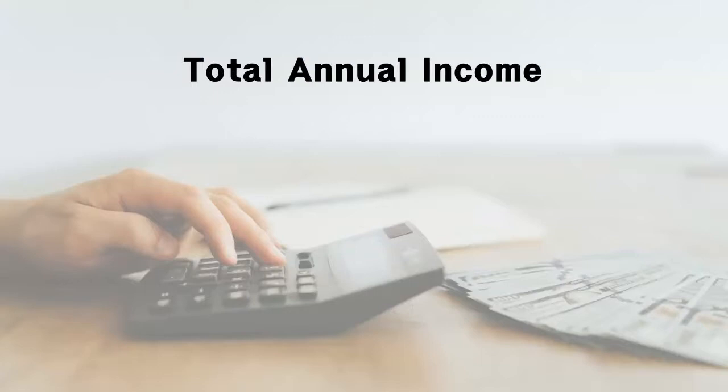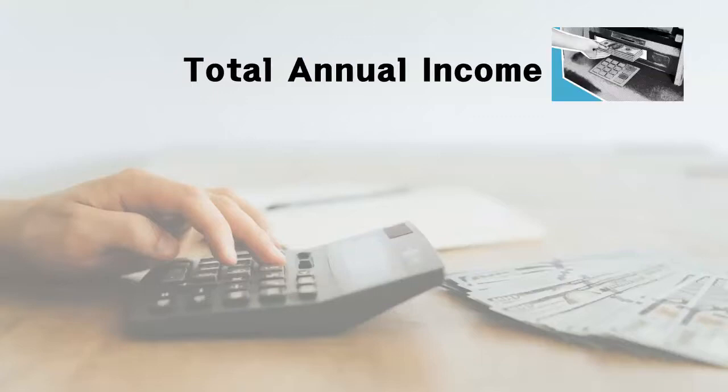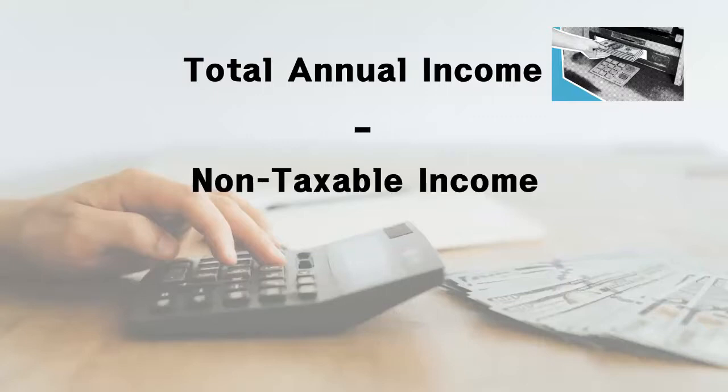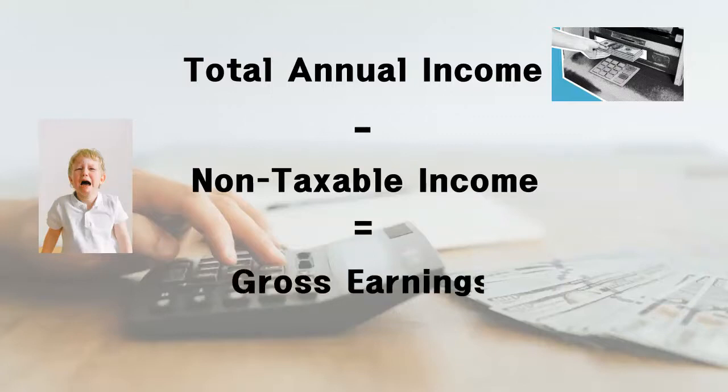We first start out with your total annual income. This is anything you've earned throughout the year, including your salary, if you get any special allowances, or if you received any bonuses. From this figure, your non-taxable income is deducted. An example of non-taxable income would be if you received a childcare allowance for kids under 6. From this, we get your gross earnings.